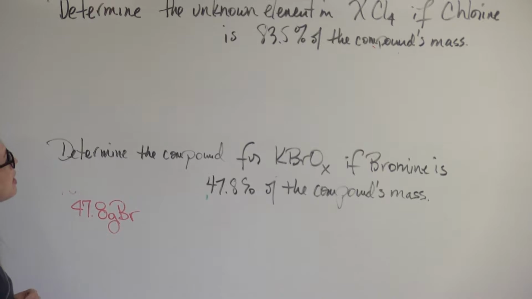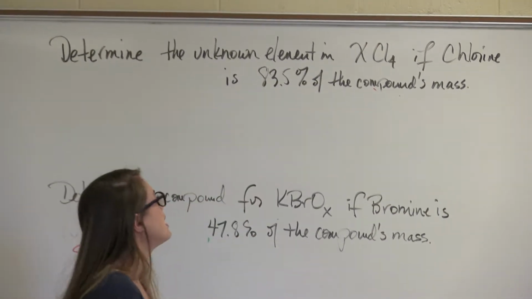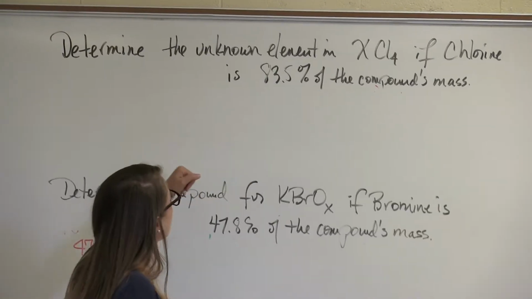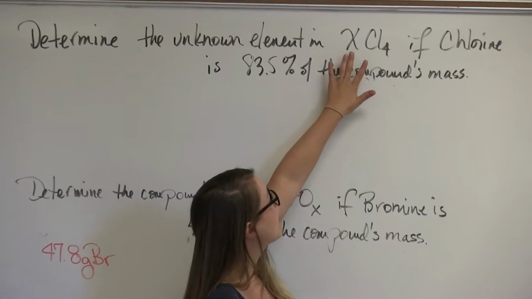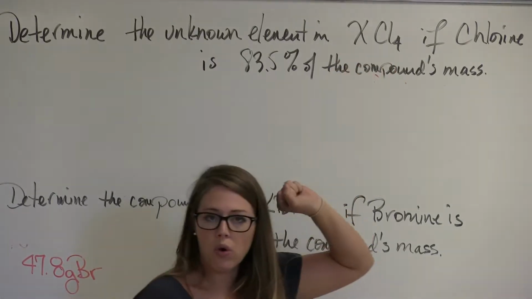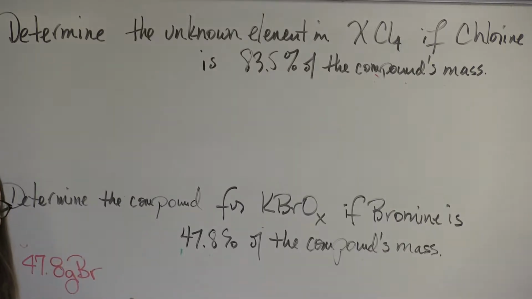It says determine the unknown element. X is going to be our unknown. We don't know what that element is. And Cl4, if chlorine is 83.5% of the compound's mass. So notice we will have one of these, and we have 4 chlorines. So that ratio is going to be 1 to 4. What I don't know is what is X.